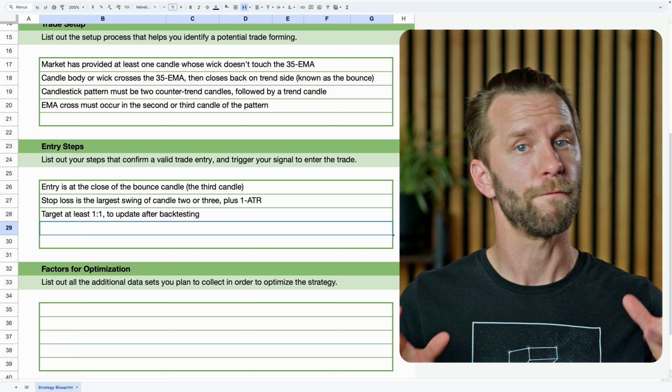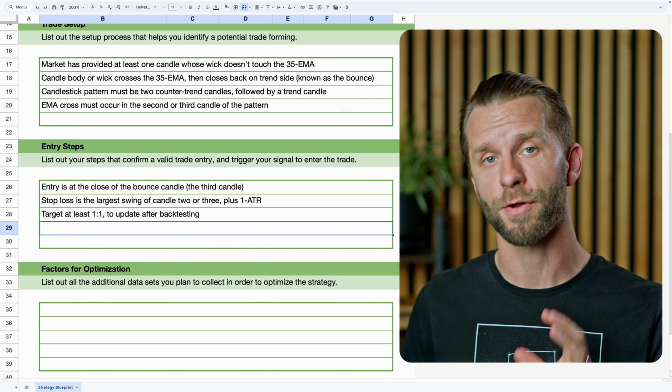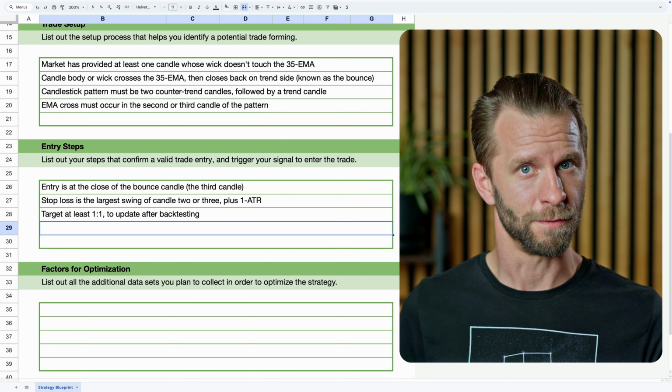Now I realize for a blueprint, this is still very broad, which is intentional. We would then go and backtest this, which would help us identify what is working well and what is not working well. We would use that data to build out factors for optimization, which we would then redefine our trade setup and our entry steps to ensure we are targeting only the setups most valuable to us.